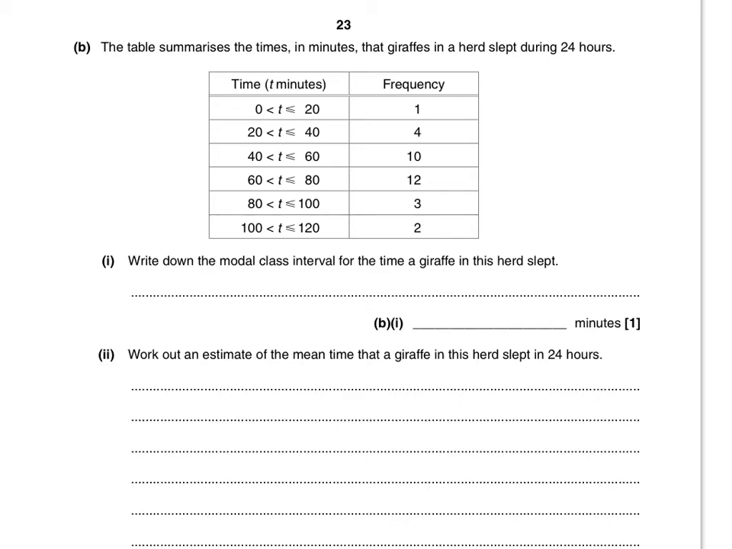Question 21, Part B. The table summarises the times in minutes that giraffes in a herd slept during 24 hours. Write down the modal class interval for the time a giraffe in this herd slept. So the modal class is going to be the most common one. In other words, the one with the highest frequency, which here is going to be 12.